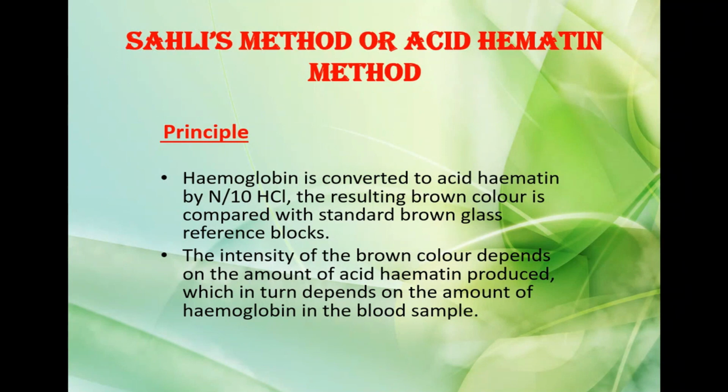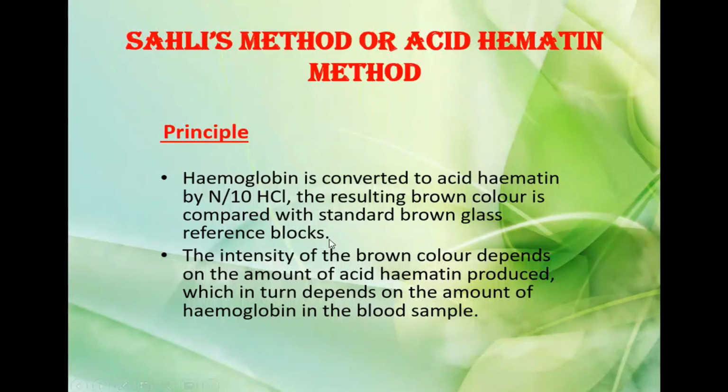We dilute it, and the dilution will give you the amount of hemoglobin present, on the scale on each tube, and that scale represents the amount of hemoglobin present in the sample. That's what we know. The principle involved in this method is that hemoglobin is converted to acid hematin by N by 10 HCl, which is nothing but 0.1 N HCl. And the resulting brown color is compared with the standard brown glass reference block, right?